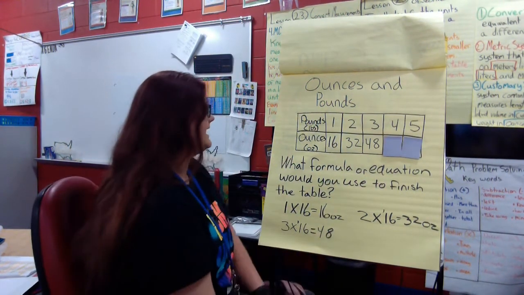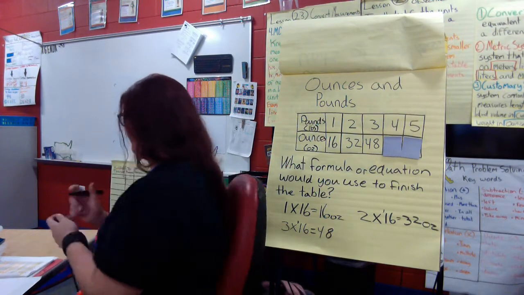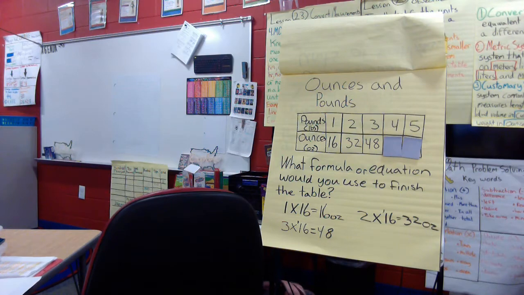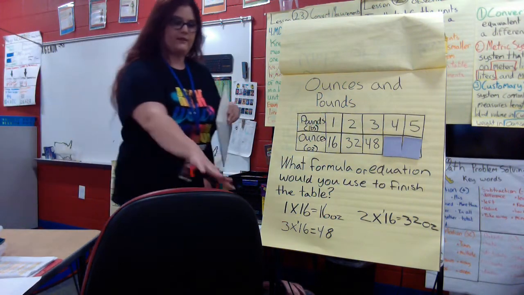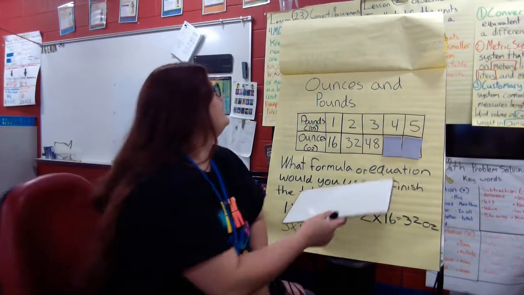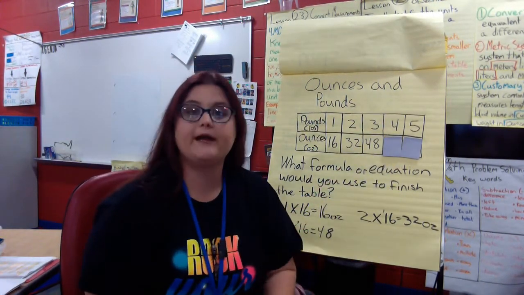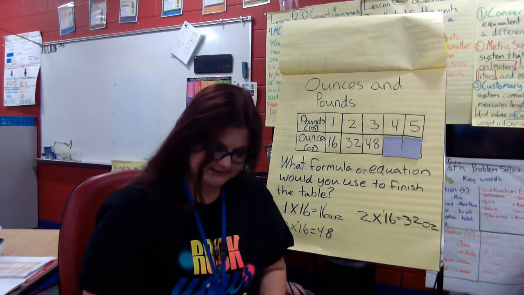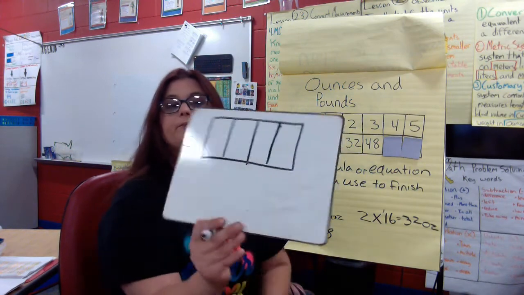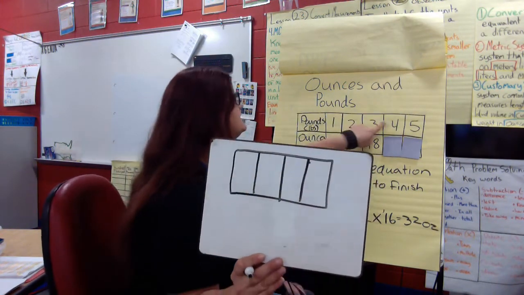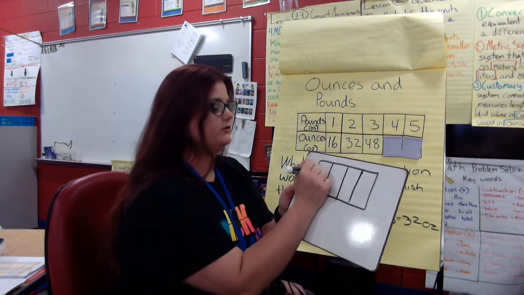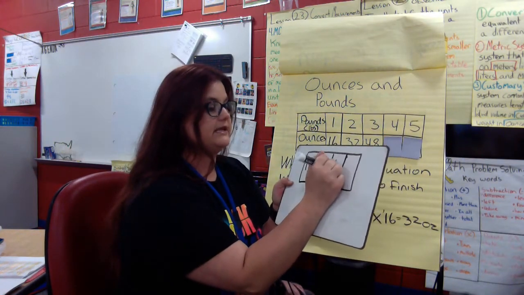You can also look at it as a bar model. Let me grab my board. It's easier to show you this way. So if we want to look at it as a bar model, all right, we have 4 groups, 4 pounds. So it's going to look like this. 1, 2, 3, 4. All right. How many ounces are in each pound? 16. So within each group, we have 16.